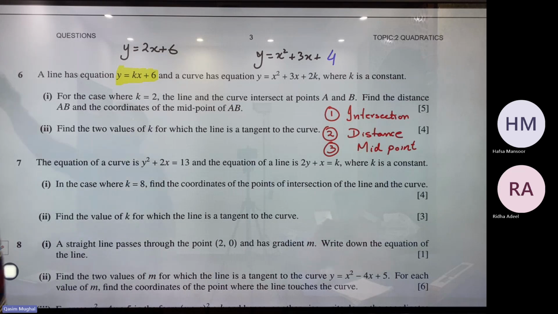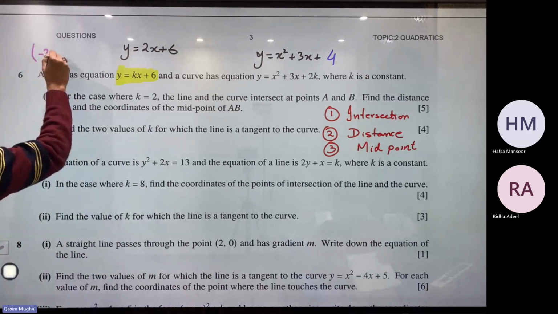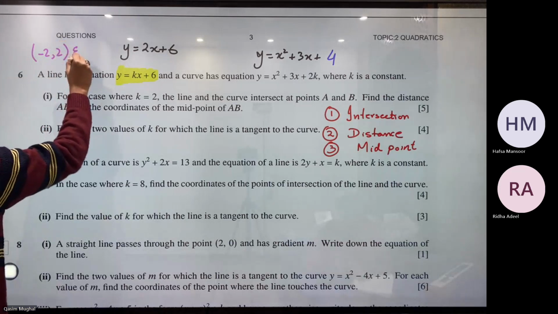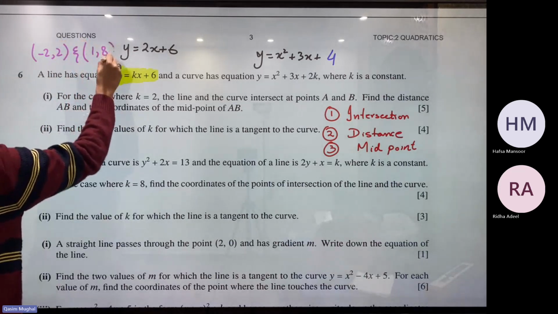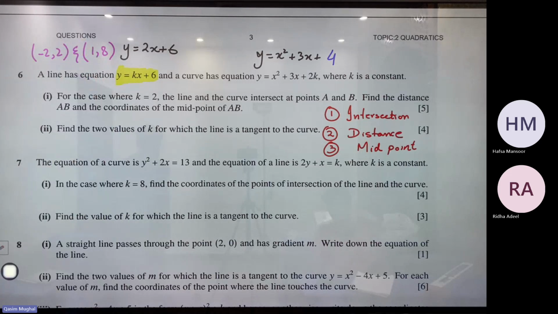इंटरसेक्शन पॉइंट्स आ रहे हैं -2, 2 and 1, 8. Is it right? ऐसे ही आ रहा है? Yeah. Good, शाबाश. Once you have the intersection points, अगर ये नहीं आ रहा तो इसको देखें कहाँ पे मिस्टेक हुआ है. Once you have this, डिस्टेंस निकालें, डिस्टेंस फॉर्मूला अप्लाई करके, तो फिर मिड पॉइंट निकालें, मिड पॉइंट फॉर्मूला अप्लाई करें.